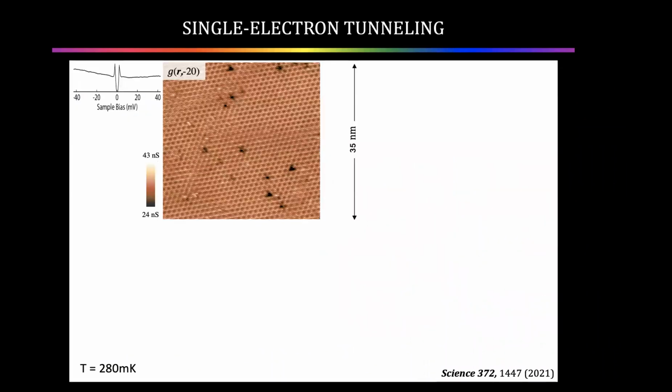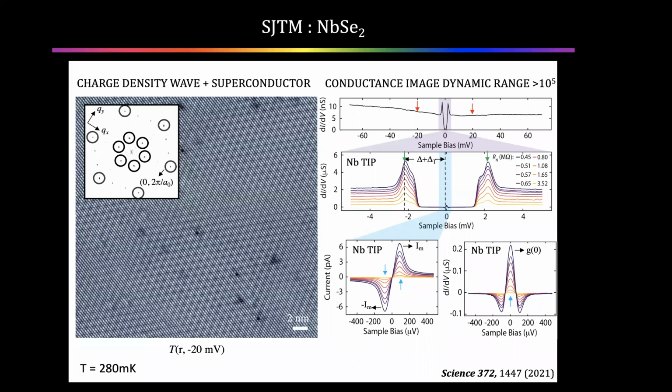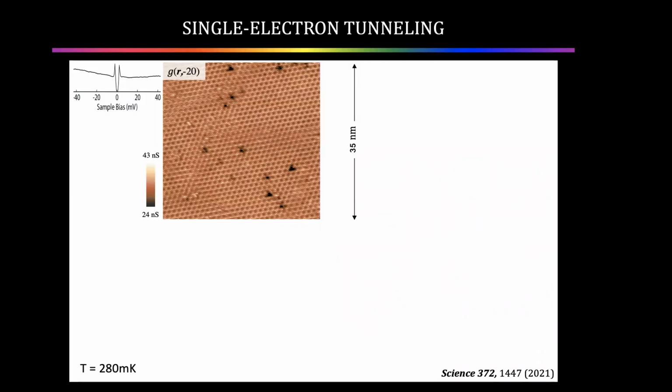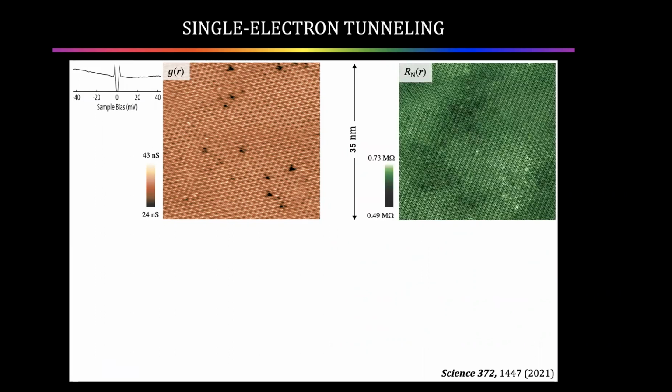Okay, now let's do an experiment. So in that field of view, if we measure the density of states at minus 20 millivolts, we see the charge density wave quite clearly. Simultaneously, we measure the normal state resistance. We do this at a voltage near about 4 millivolts. That's well outside the energy gap of the superconductor. If we take dI/dV, that's 1 over the normal state resistance. So this is a simultaneous image of the normal state resistance.